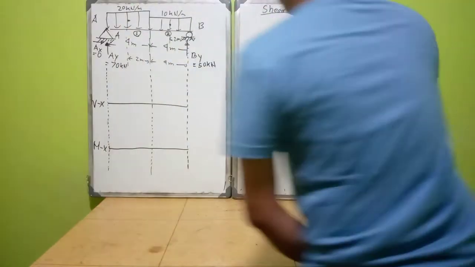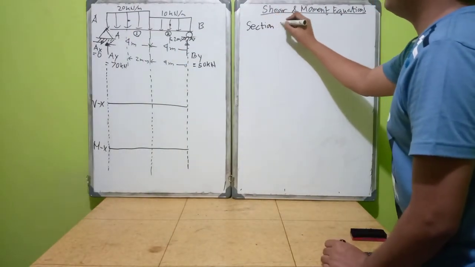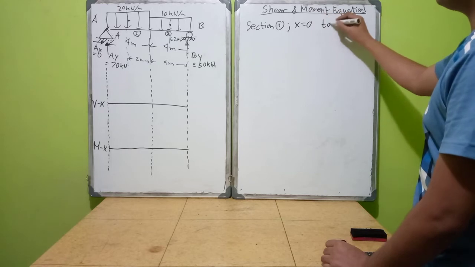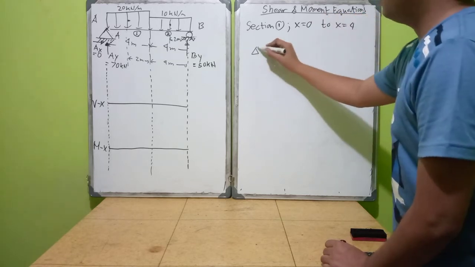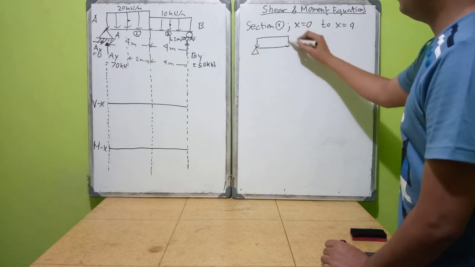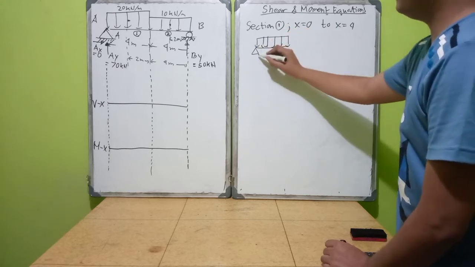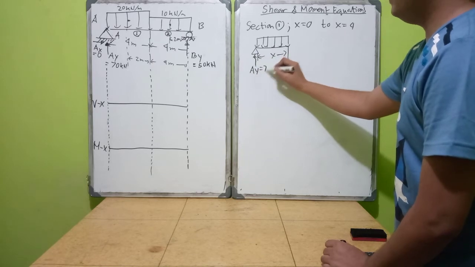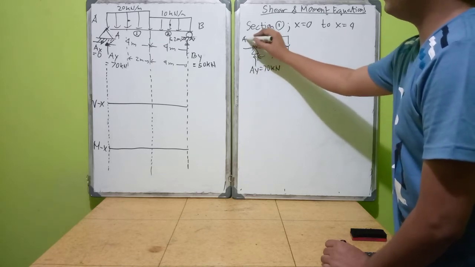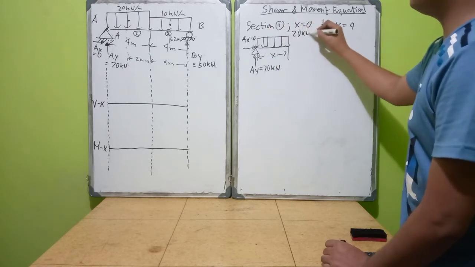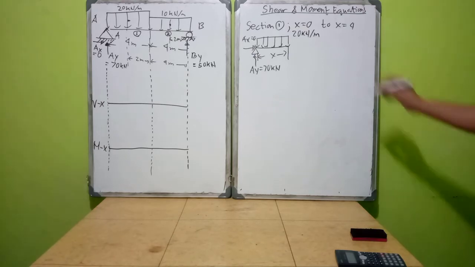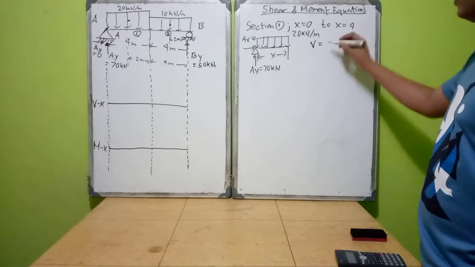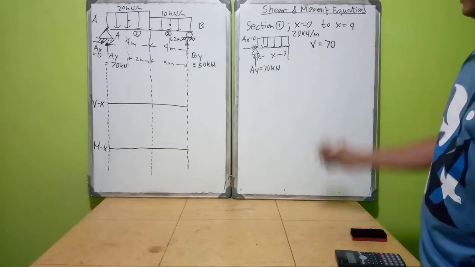Okay, so at your section 1, it is from x equals 0 to x equals 4. So your maximum x here is 4. We have Ay is 70 kilonewton, and your Ax here is 0. So this is a 20 kilonewton per meter distributed load. So your V here, since we have a 70 kilonewton load that is upward, this is positive 70.